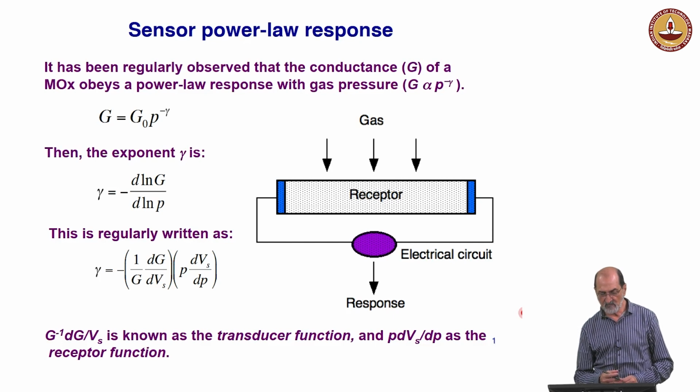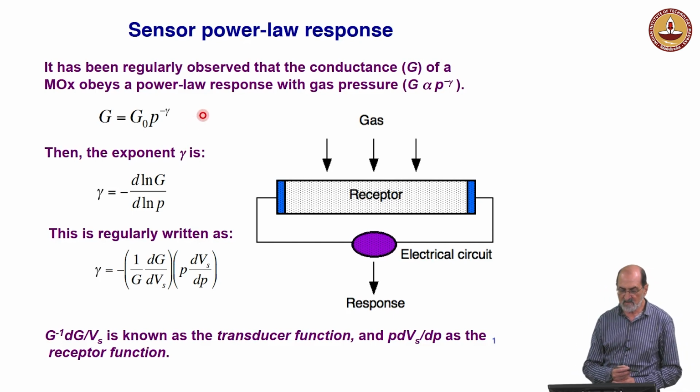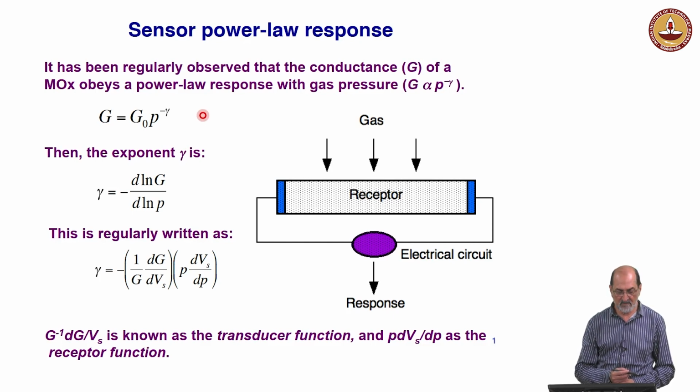We are going to see the sensor power law response. That is how the sensor responds to the gas pressures, which eventually is what we care about in sensors. That is how they respond if I put more or less oxygen, more or less carbon monoxide, or whatever. People found that the response to the pressure of different gases presents a power law. That is, the conductivity of the film is proportional to the pressure of the gas to some exponent, which I can define with minus or plus.